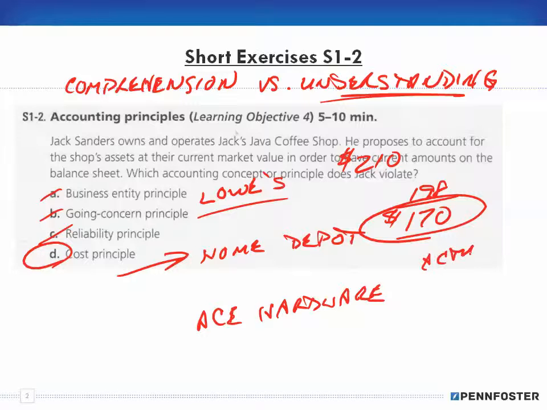If I was buying the toilet as an asset for my business, and I went to Lowe's and bought it at 210, that would be my actual cost, and that's what I would record it for. I wouldn't say, I paid 210 for it, but I'm only going to record it at 170 because that's how much it is at Home Depot.